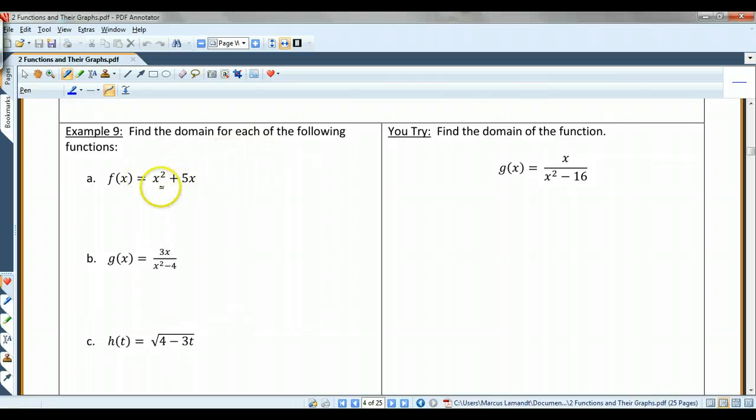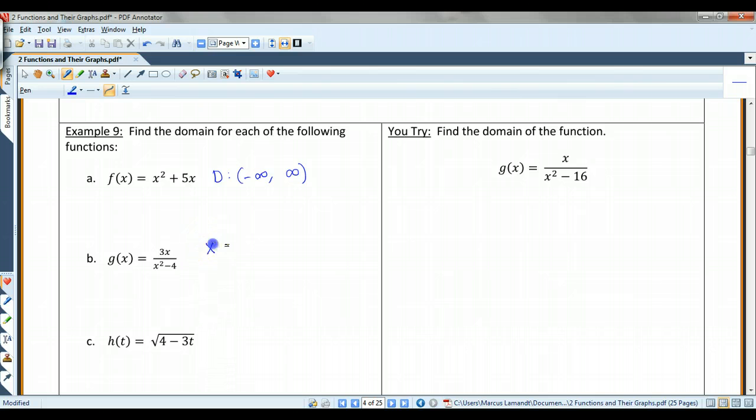For this first one here, you could pretty much plug in anything for x, right? So the domain would be all real numbers, or negative infinity to infinity. Okay? For this one, you cannot let the denominator equal 0.